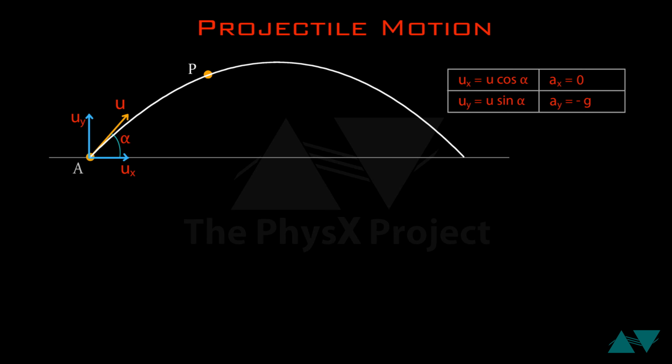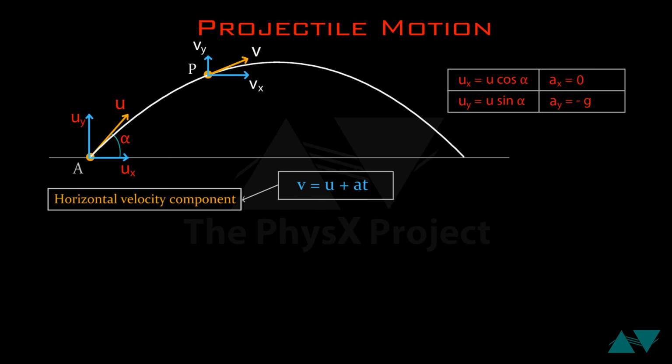Now let's take the final velocity at P after t seconds from the launch to be v. Its horizontal component is Vx and the vertical component is Vy. To find the equations for these velocity components, we will use the formula v equals u plus at. We will use the horizontal version of this formula to find the horizontal velocity component and the vertical version to find the vertical velocity component.